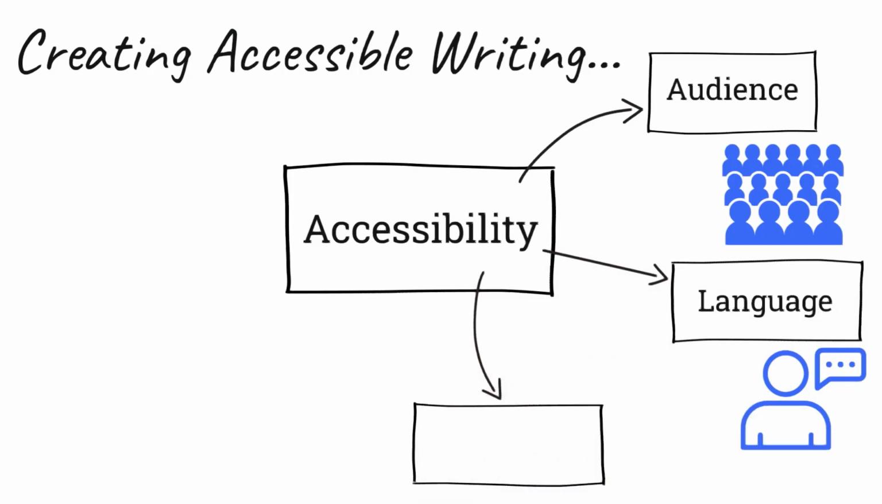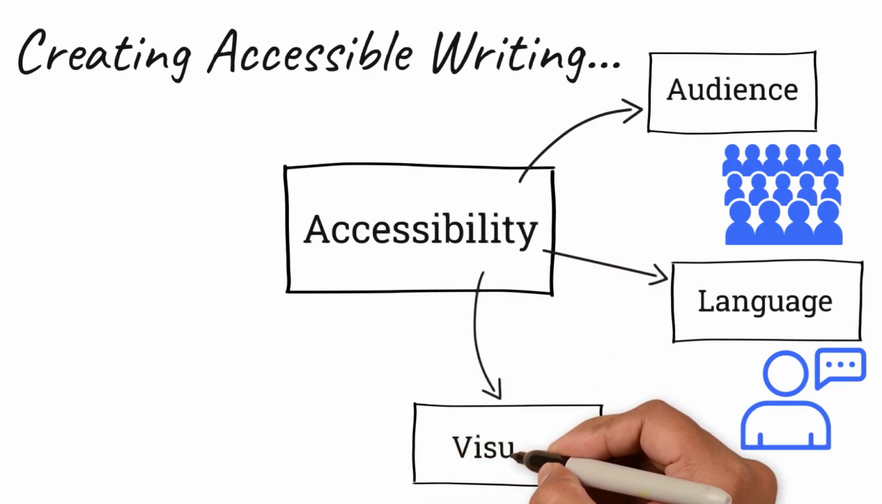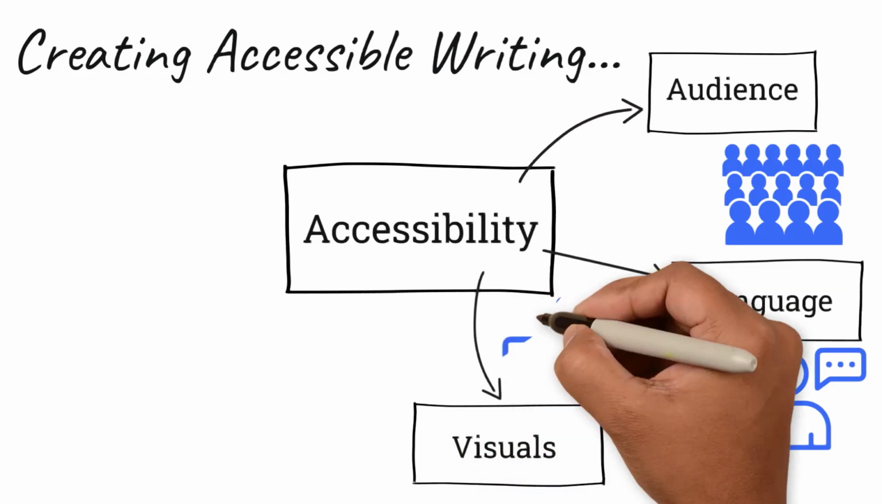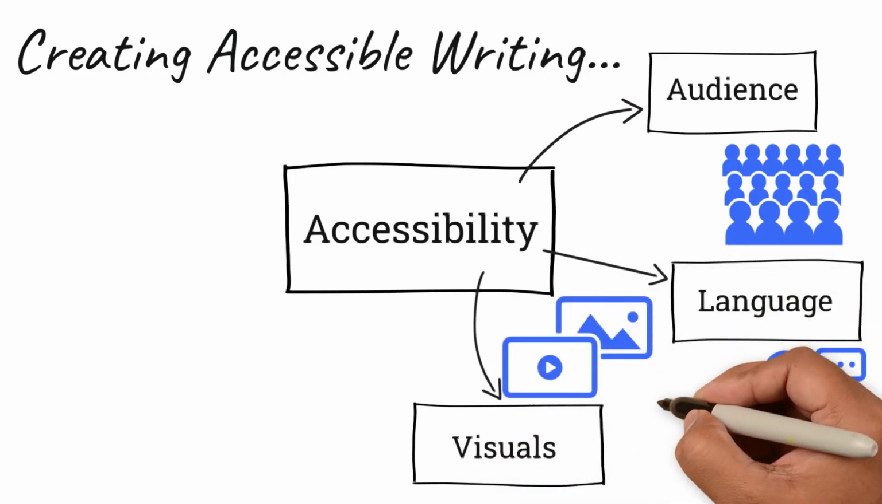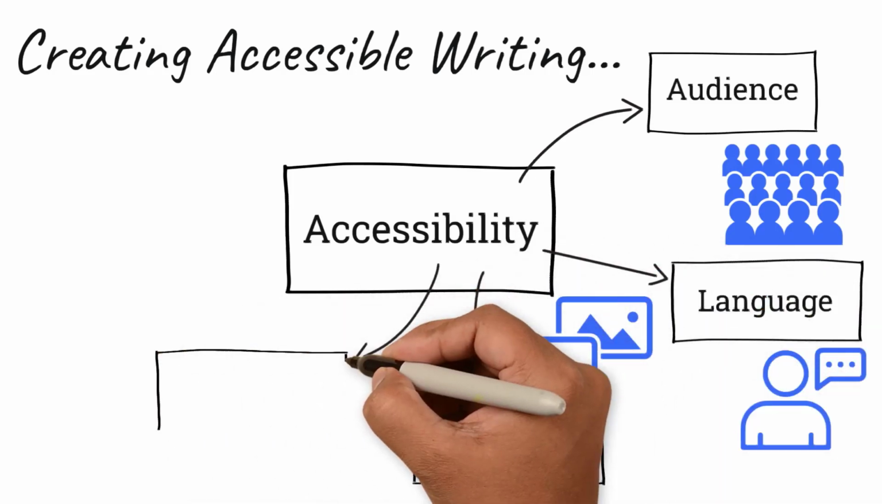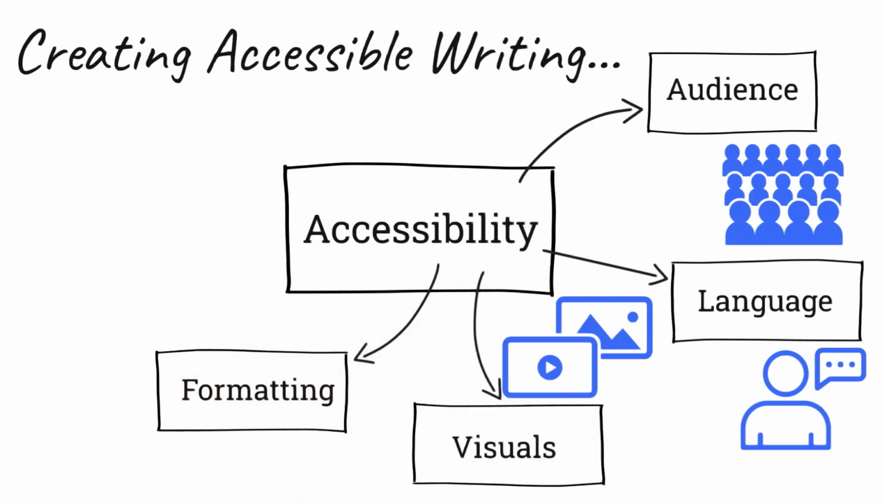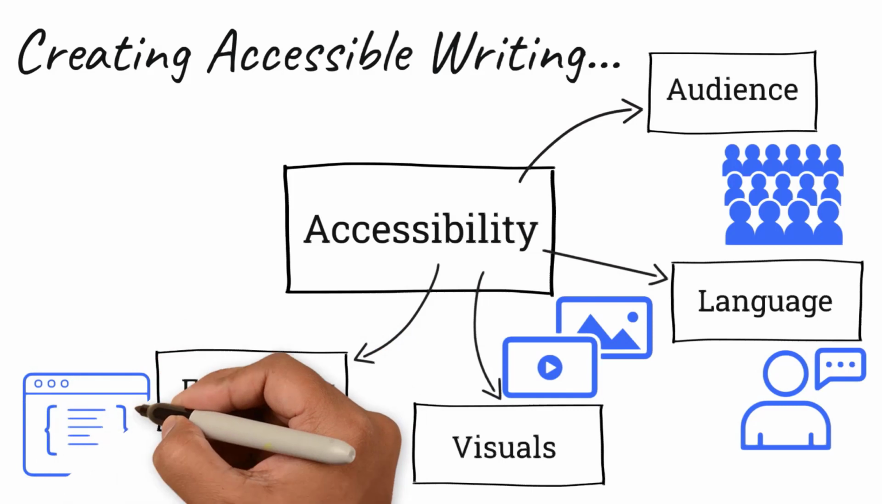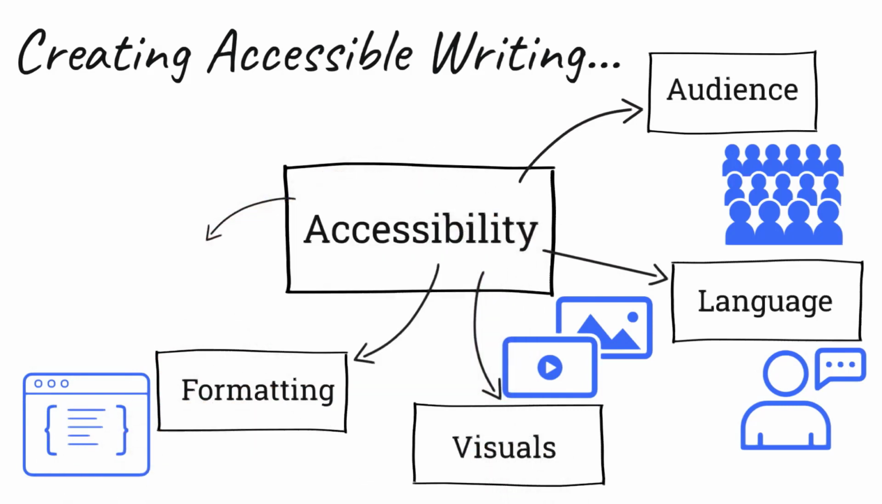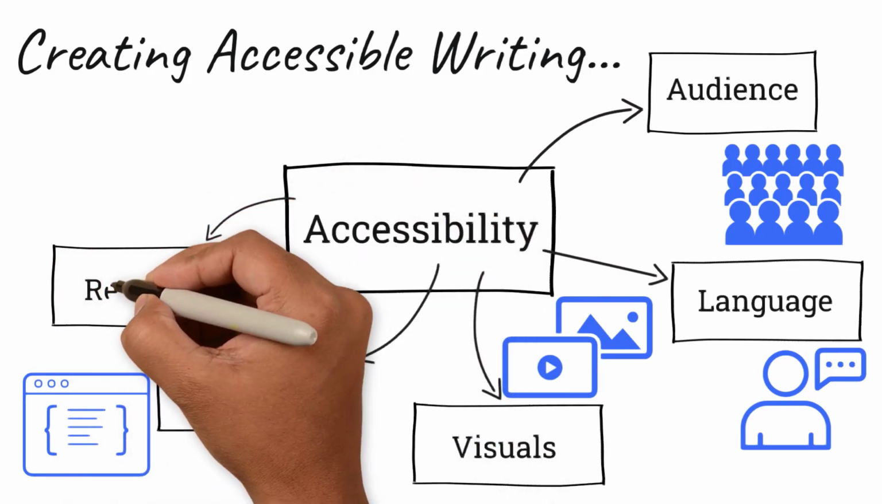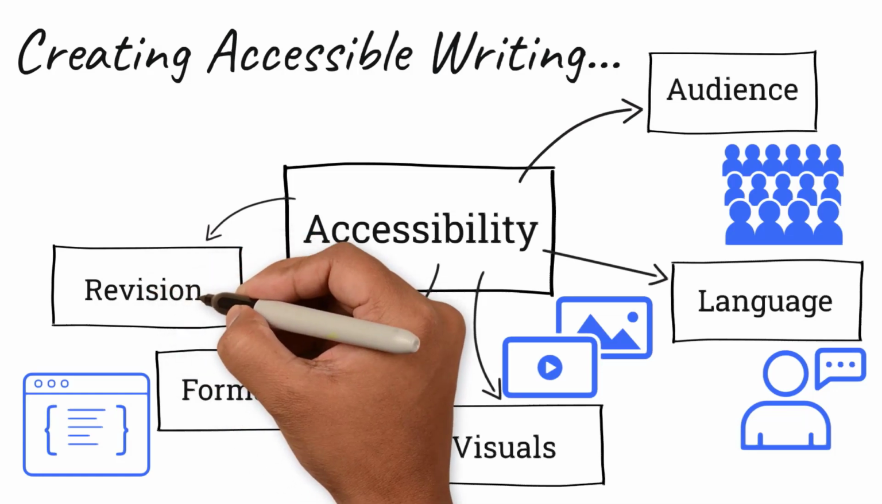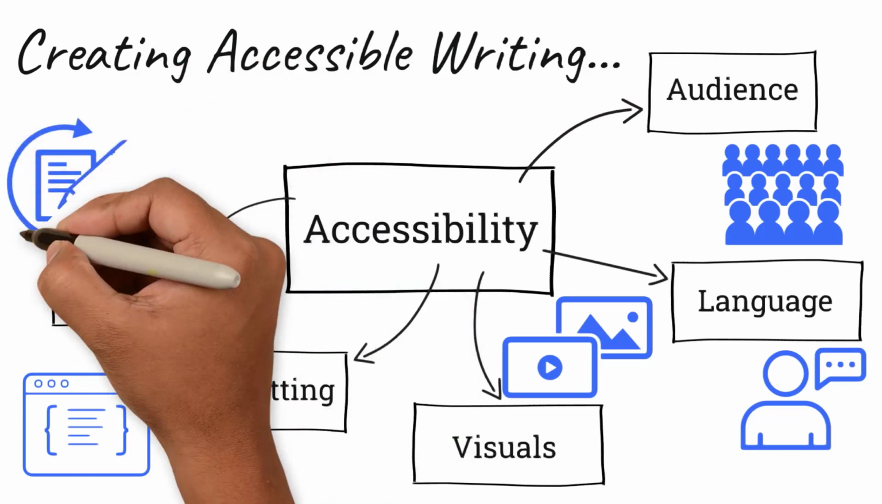The third thing that we'll look at is our use of visual aids. There are so many visuals we can use to increase the accessibility of our writing. The fourth part we'll look at is about formatting our final document. And the very last thing that we'll consider is doing our final edits and our final revisions. Revising our document at the end will put the finishing touches on.